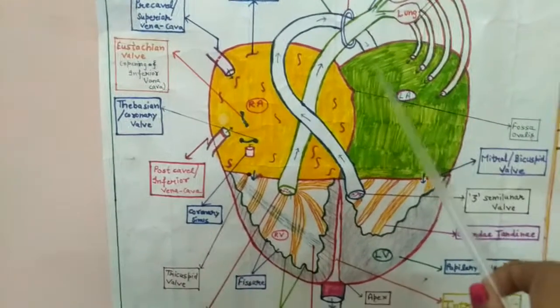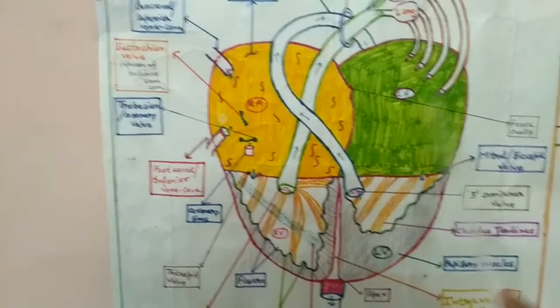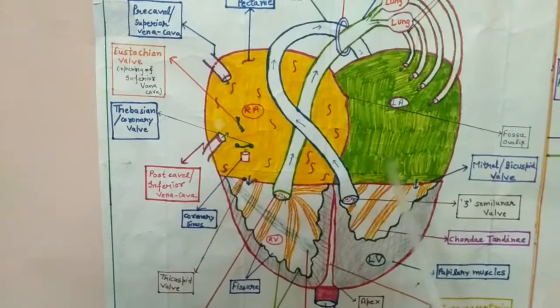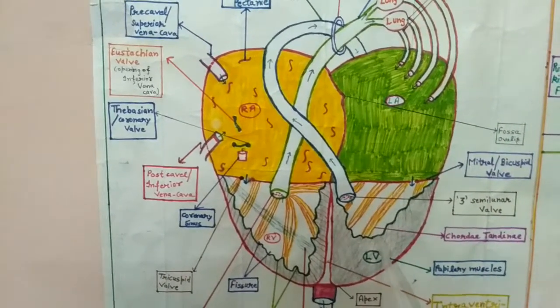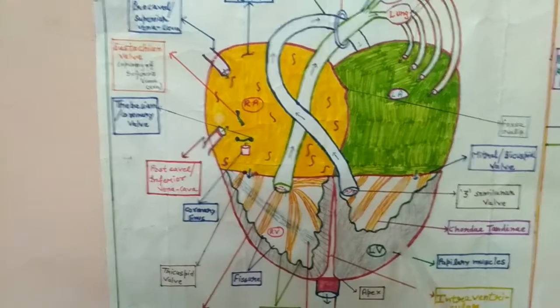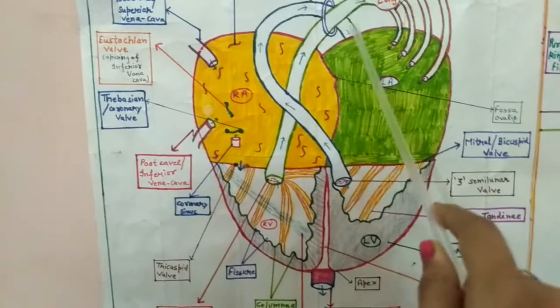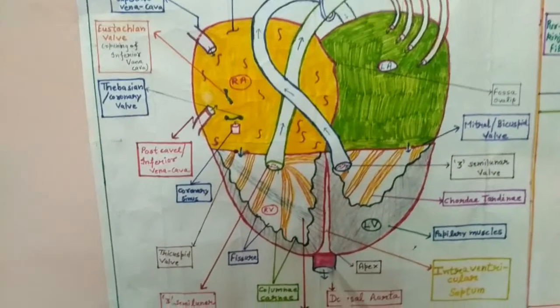But when the blood comes inside the left atrium from these pulmonary veins, it then comes inside the left ventricle. From there, from the left ventricle, blood goes toward this systemic aorta and then goes inside the whole body.